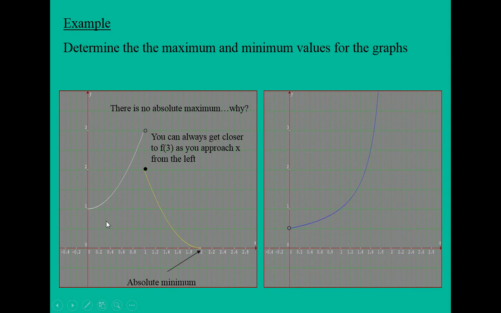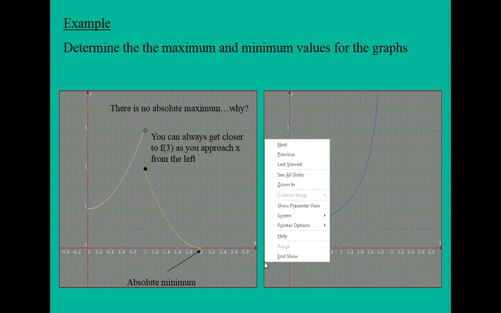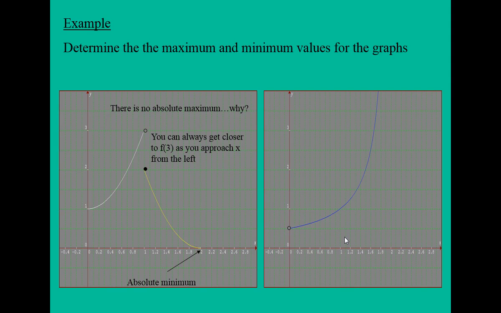Let's look at another graph. So here we are looking at an interval from 0 to, it appears, about 1.8. It looks like it has an asymptote at 1.8. Let's look for our absolute minimum and absolute maximum. As we approach 1.8 from the left, we can see the function is getting larger and larger and larger. So there's no absolute maximum.